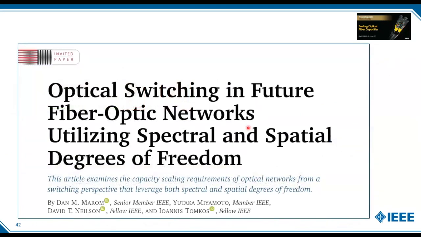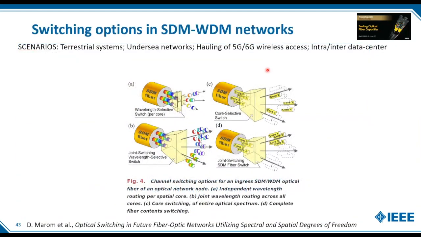The paper by Dan Marom and co-authors has been already introduced by Katsuhide. Once again, it is about optical switching in networks that make use of both spatial multiplexing and frequency multiplexing. The paper covers a wide range of network scenarios from undersea to data centers. And this is a very nice picture that illustrates switching options that are available in SDM networks, which of course depend on the regime of propagation of spatial modes.